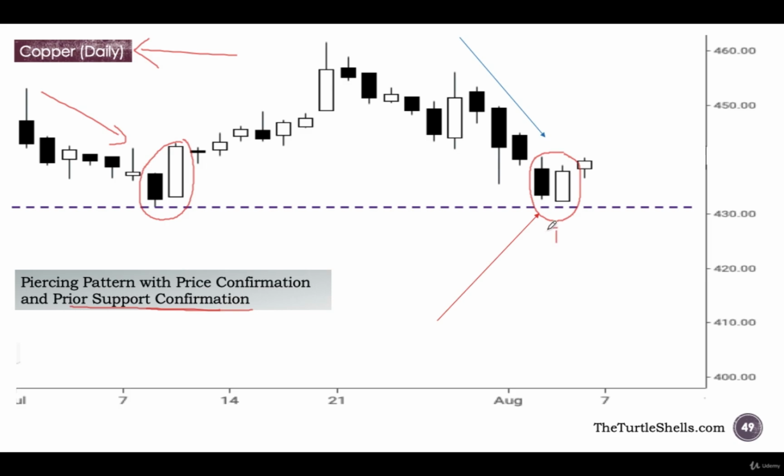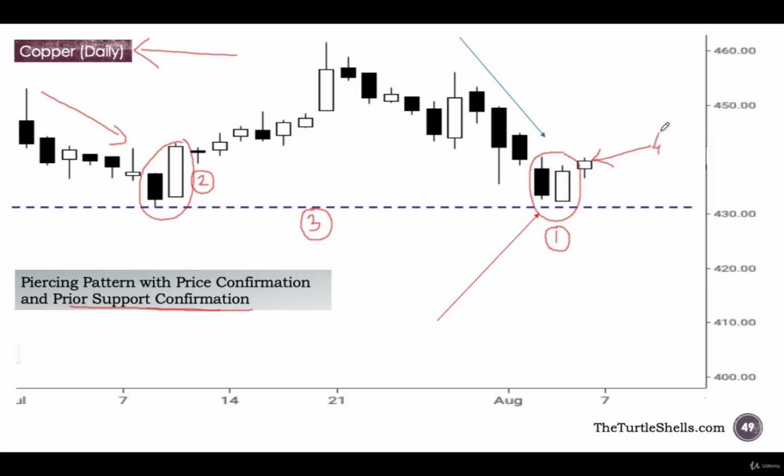So signal number 1 is the piercing pattern itself. Signal number 2 is the bullish engulfing pattern creating the support. Signal number 3 is our actual support line. Signal number 4 is this close. We wait for one candle to see where the market is going.